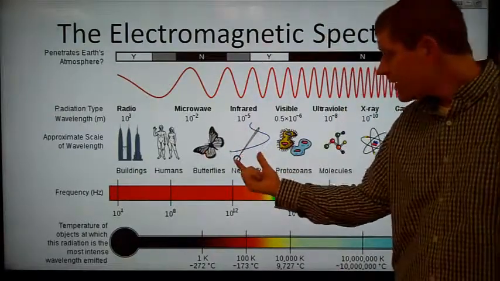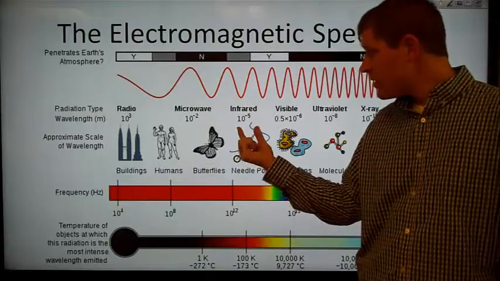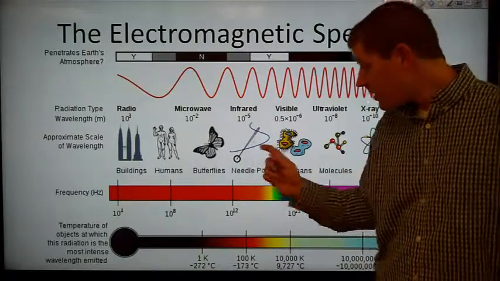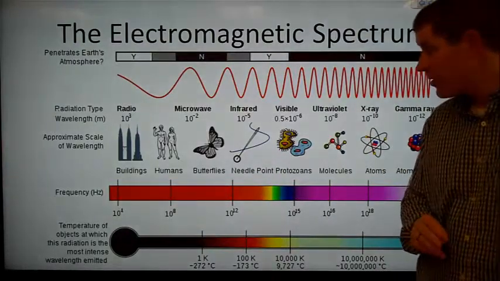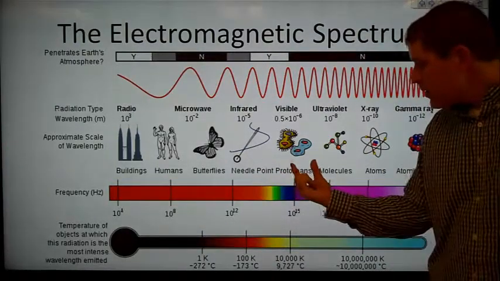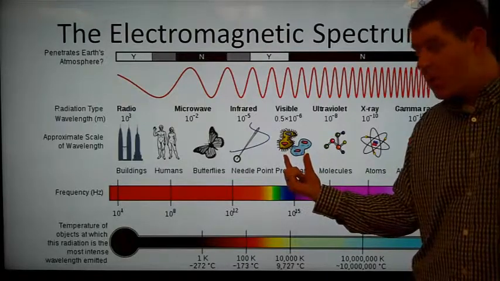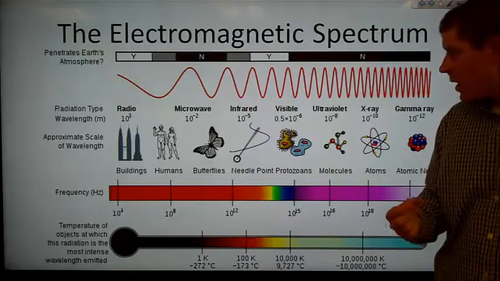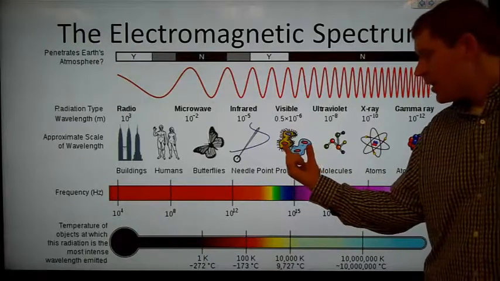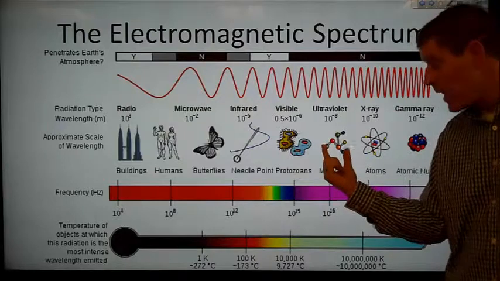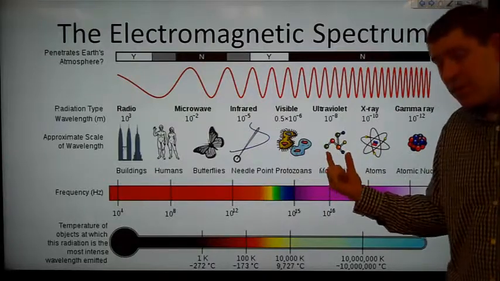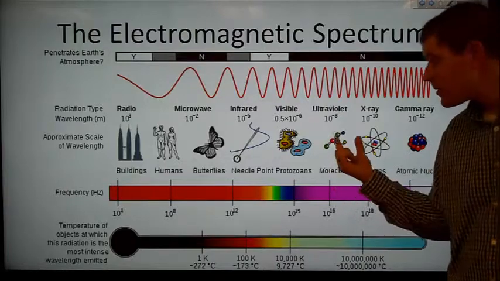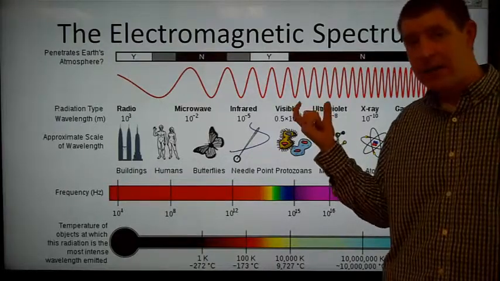So then we get to something like infrared, which is 10 to the minus 5 meters. That's pretty darn small. That's smaller than the point on a needle. And then if we go even smaller to the visible, we're getting about the same size as a bacteria, a protozoa. And this explains why, if we go any smaller than that, to molecules, visible light doesn't see it. We can't see molecules with visible light because the molecules are smaller than the wavelength of light is.